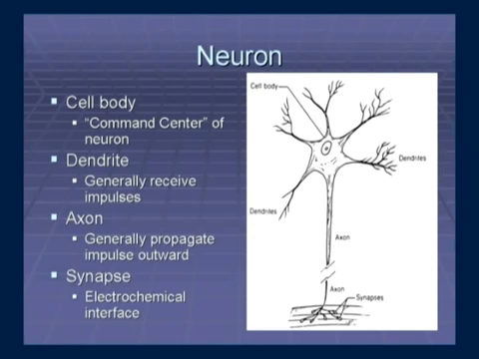So the cell body you can think of as kind of the command center of the neuron. The dendrites are basically the parts of the neurons that are receiving information. The axon is the long stalk through which axon impulses will propagate downwards towards the synapse. And the synapse is actually the electrical chemical interface between the neuron and whatever it's trying to talk to.